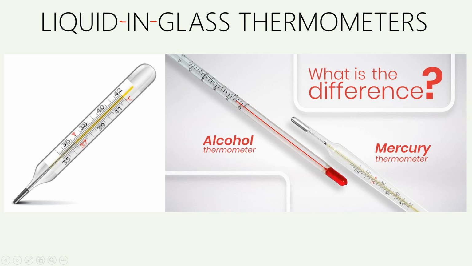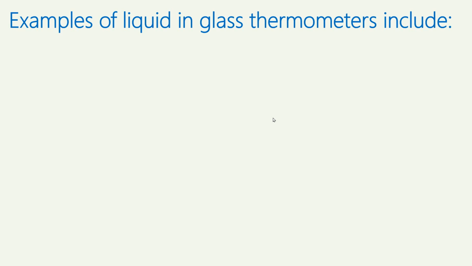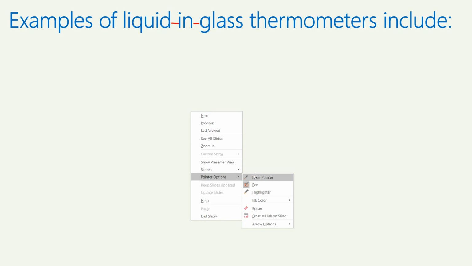Then here we have mercury. This is a mercury thermometer. You can see a mercury thread inside here. So we want to explore liquid in glass thermometers. Examples of liquid in glass thermometers. I forgot to include that, but you can always put it there for me. Liquid in glass thermometers. Examples of liquid in glass thermometers.